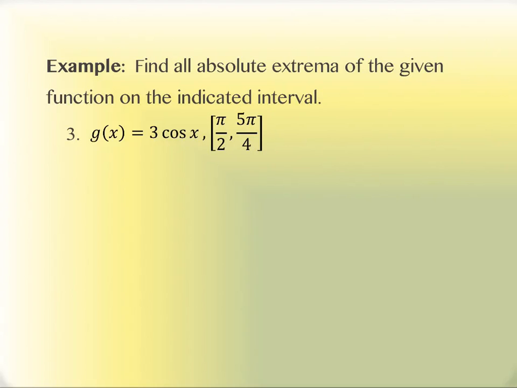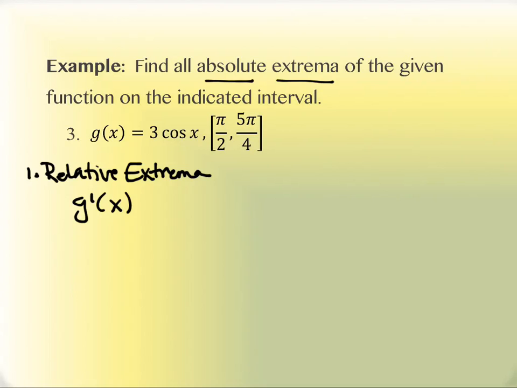So we're going to take our function, and step number 1 is to find the relative extrema. This is a two-step process. Every time we're finding our absolute extrema, we first find the relative. How do I find relative extrema? Find the derivative. All right, so what is the derivative of 3 cosine x? Good, -3 sine of x. So I found my derivative. Now what do I do with my derivative? I set it equal to 0, and I solve.